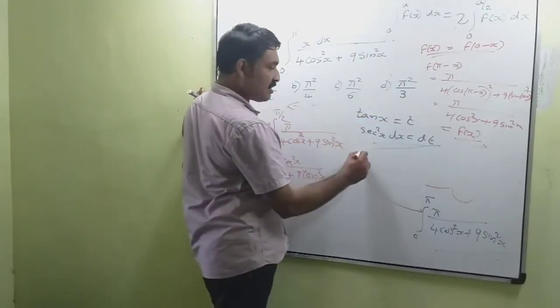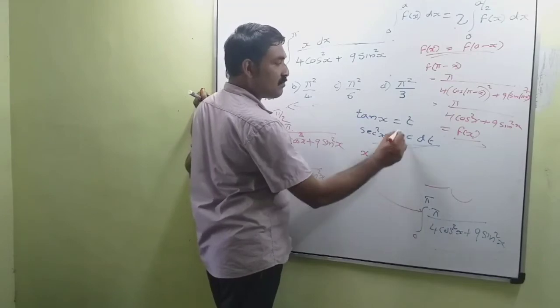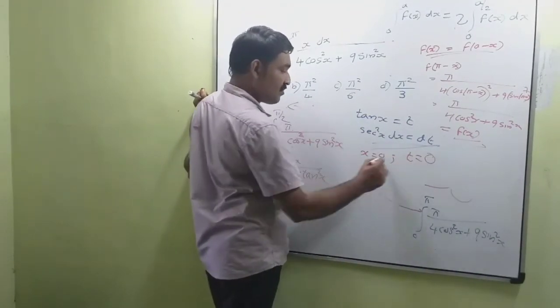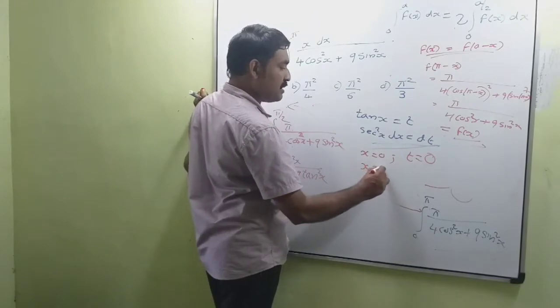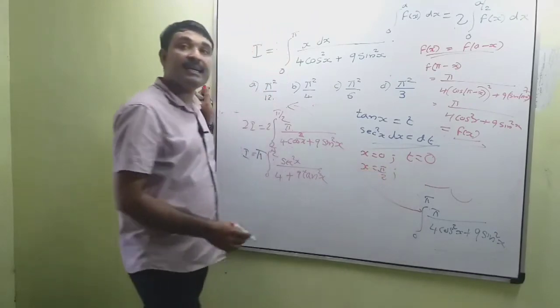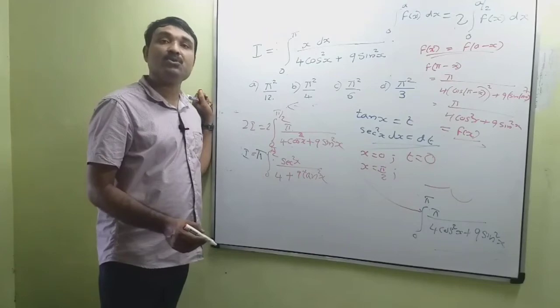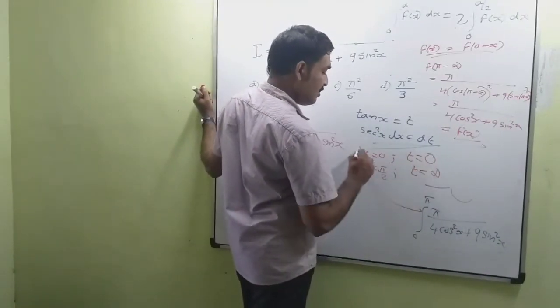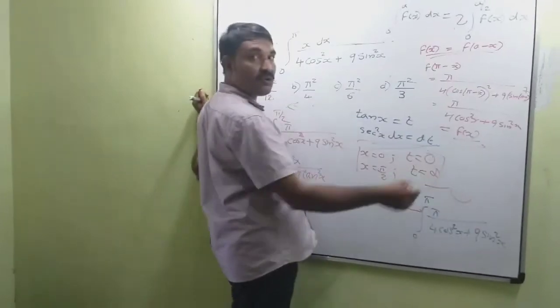When x is equal to 0, that implies t is equal to tan 0. Tan 0 is equal to 0. When x is equal to pi by 2, that implies t is equal to tan pi by 2. Tan pi by 2 is equal to infinity. Now our limit becomes 0 to infinity.